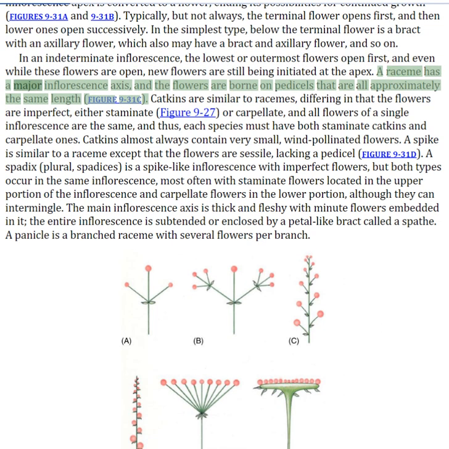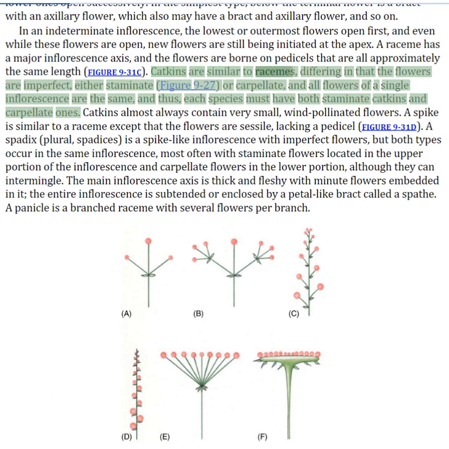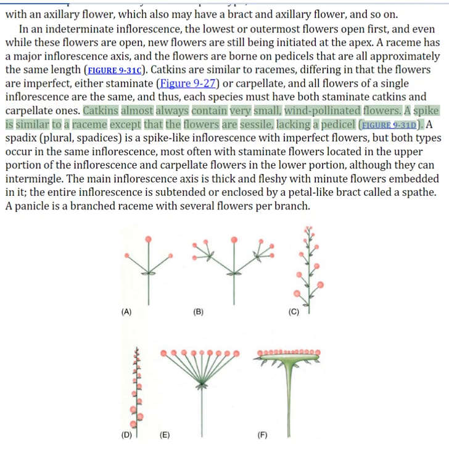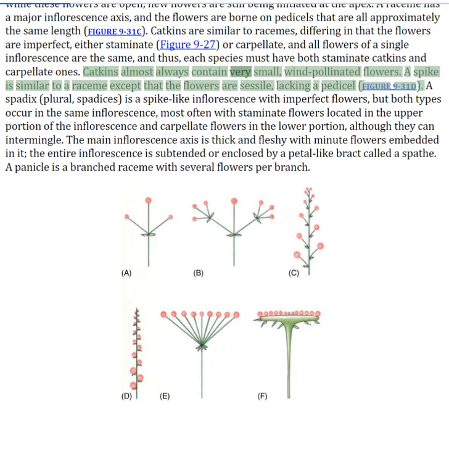A raceme has a major inflorescence axis, and the flowers are borne on pedicels that are all approximately the same length. Catkins are similar to racemes, differing in that the flowers are imperfect, either staminate or carpellate, and all flowers of a single inflorescence are the same, and thus each species must have both staminate catkins and carpellate ones. Catkins almost always contain very small, wind-pollinated flowers.